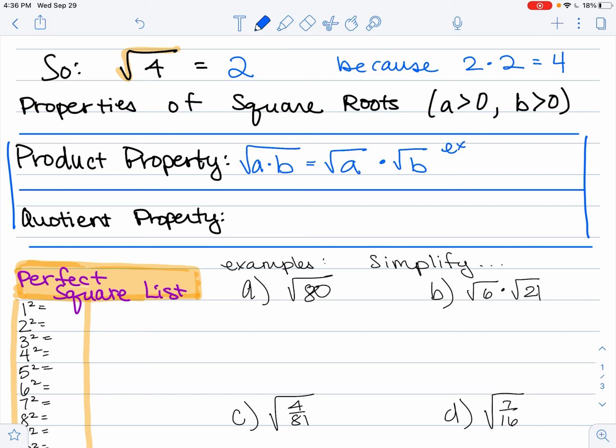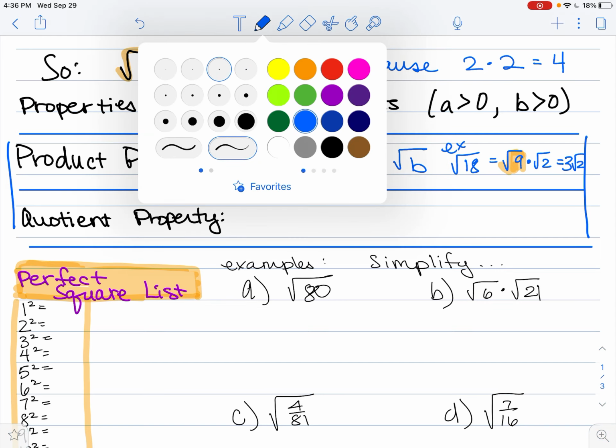So for example, if I have the square root of 18, that's like saying the square root of 9 times the square root of 2, where here I know the square root of 9 is just a 3. This is saying 3 times the square root of 2, which cannot be reduced again.